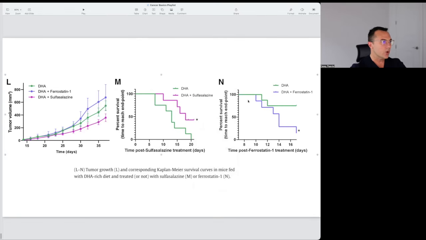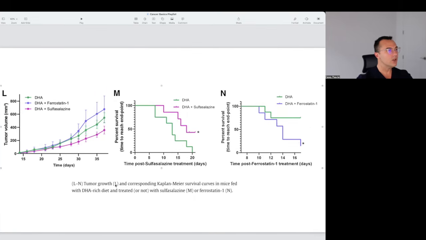And then when we looked at if they got DHA, the percent survival was longer. I'm guessing it would have rapidly gone down, looking at how this one went, because it only maxed out at 16 days here. But we see that if they gave a ferroptosis inhibitor, this ferrostatin-1, they rapidly died compared to those who did not get the ferroptosis inhibitor. And this is kind of a roundabout way of looking at, basically, things that inhibit ferroptosis.